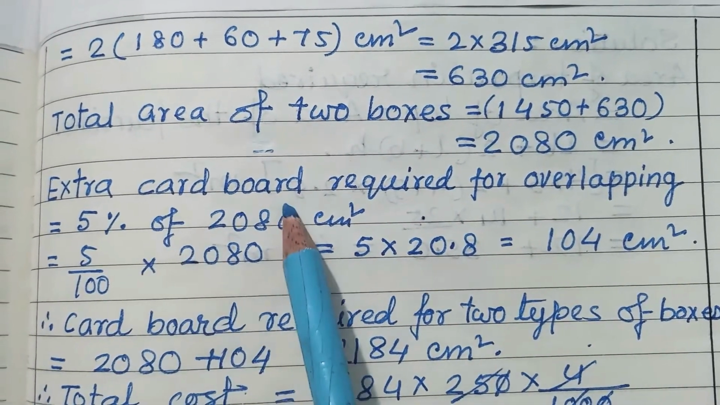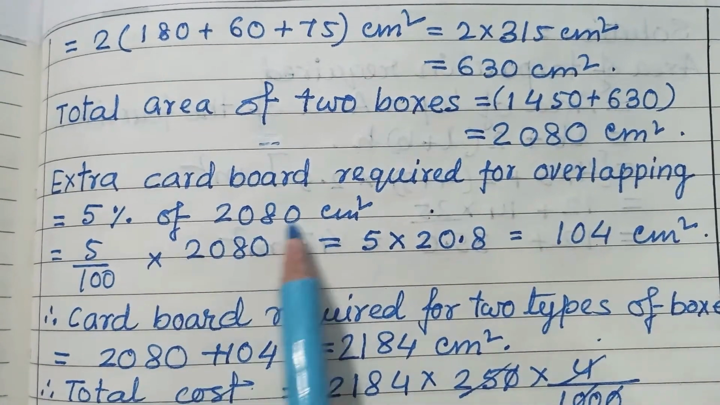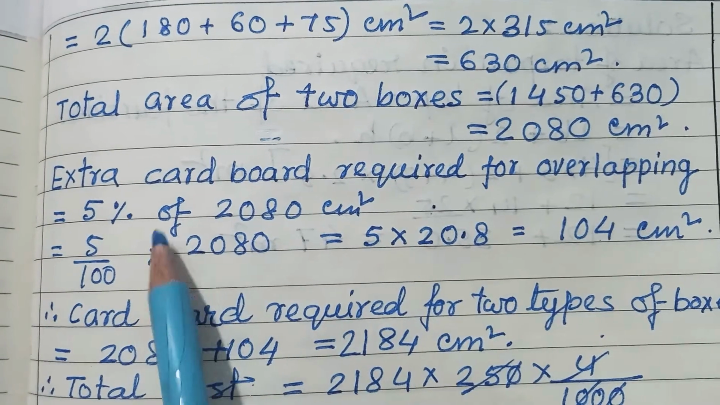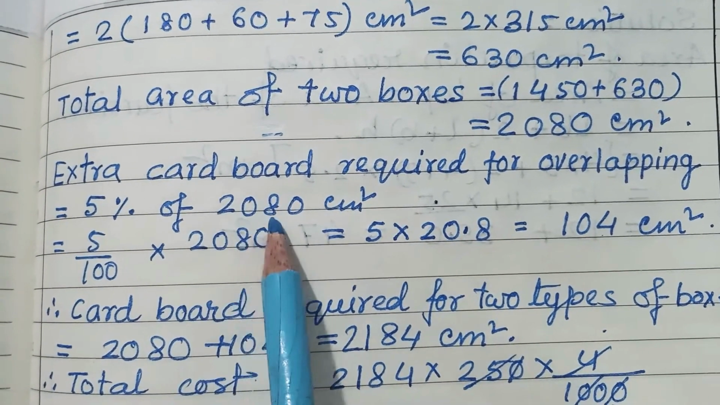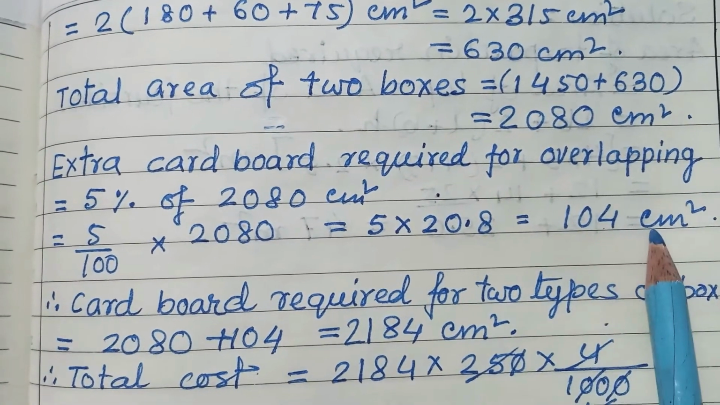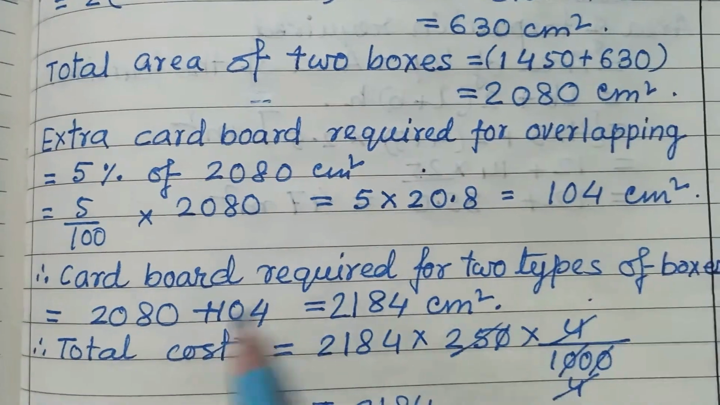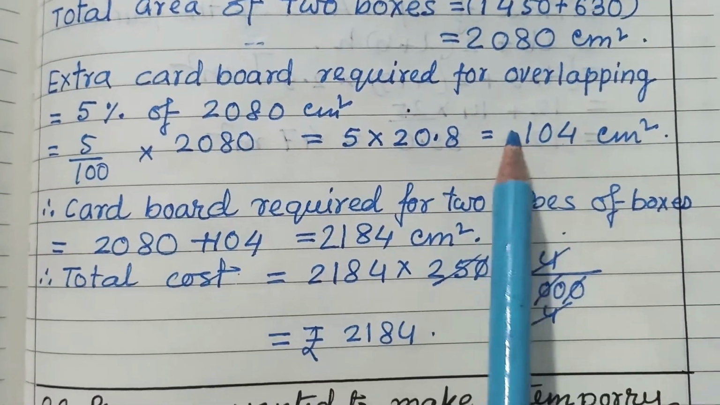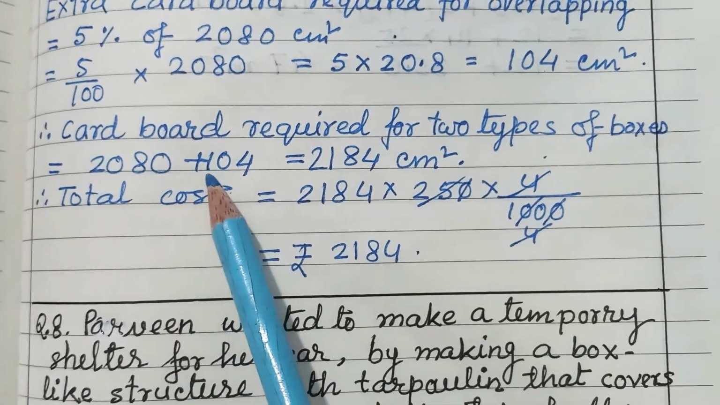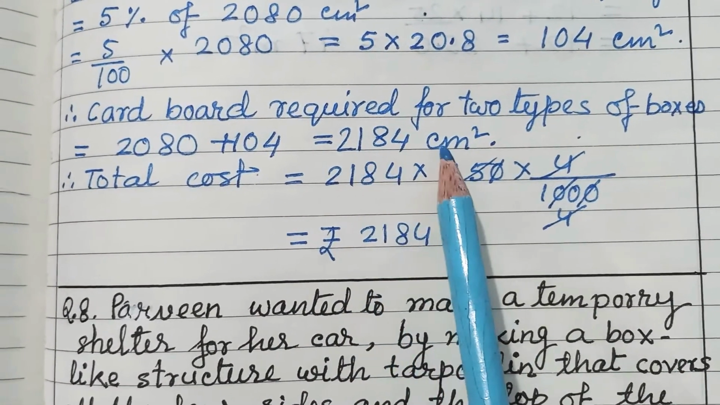Now extra cardboard required for overlapping is 5% of this total area. 5% means 5 upon 100 into, of means into, 2080. Now calculate it, it is coming 104 centimeter square. It is the overlapping area. So okay, now this part will be added to the total area. It is extra area, so by adding this plus this is 2184 centimeter square.